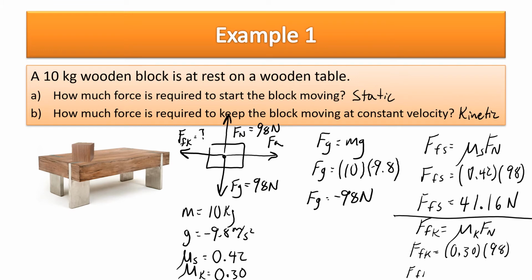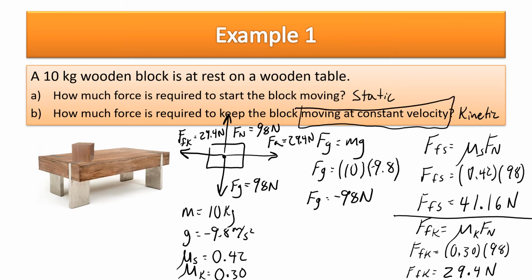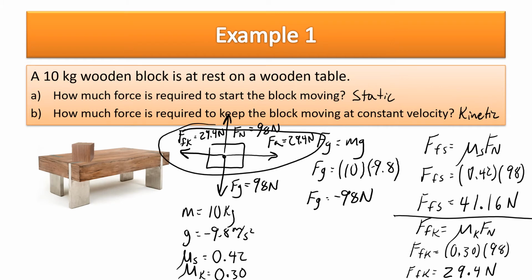And the kinetic friction between those two surfaces is equal to only 29.4 newtons. So the kinetic friction is equal to 29.4 newtons. And if you applied 29.4 newtons here, then those two forces would balance each other out. You would not be accelerating. You would move at a constant velocity if you completely matched your coefficient of friction.